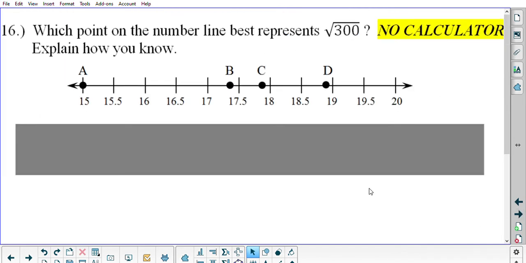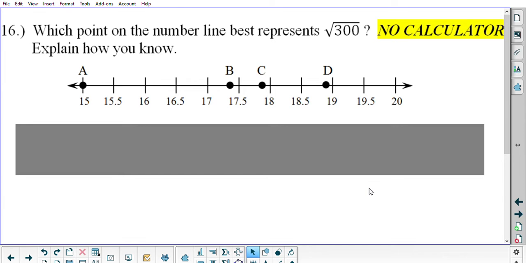Here's a little bit more of a challenge problem for you. I want you to do this on your own. So hit pause on the video, do number 16 on your own. All right, I hope you've done this on your own. I'm now going to go over it for you.